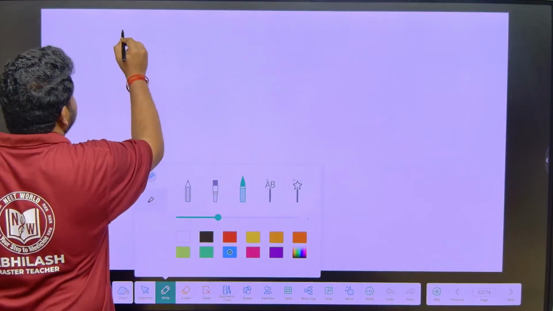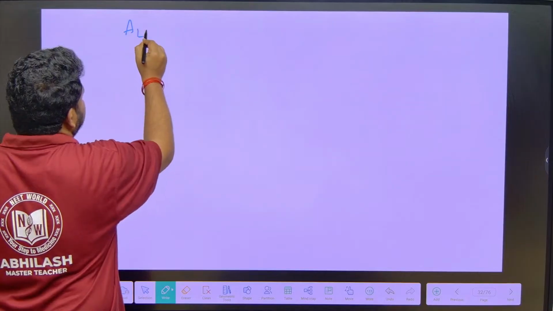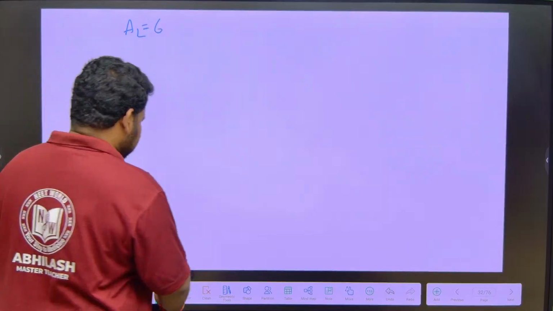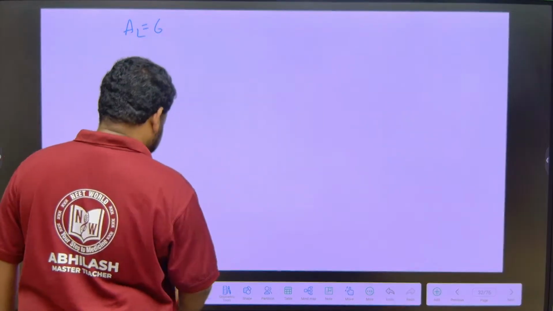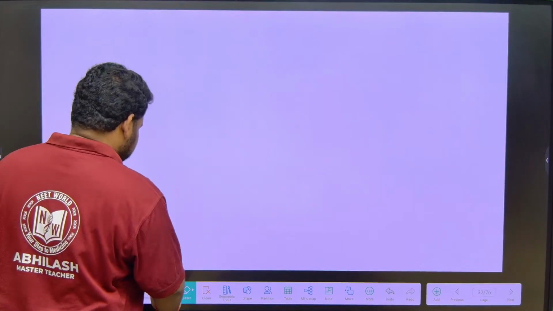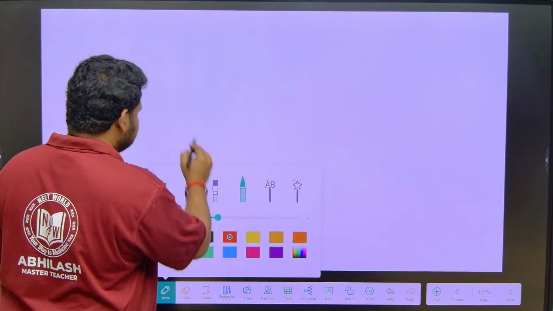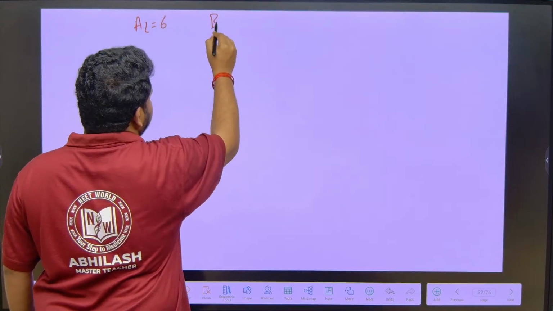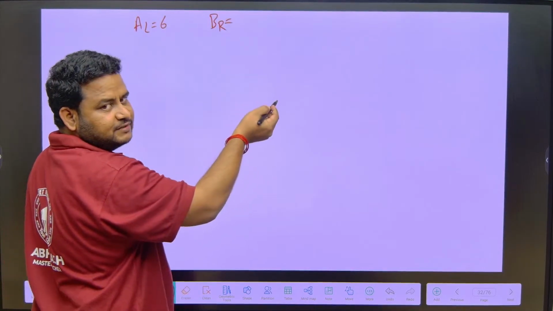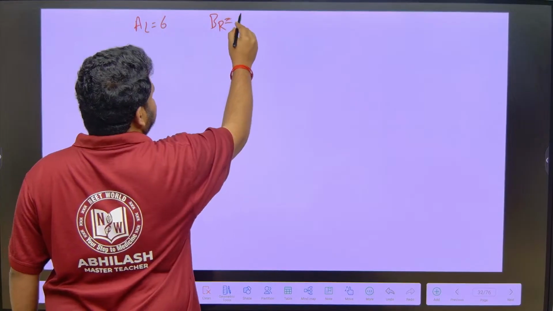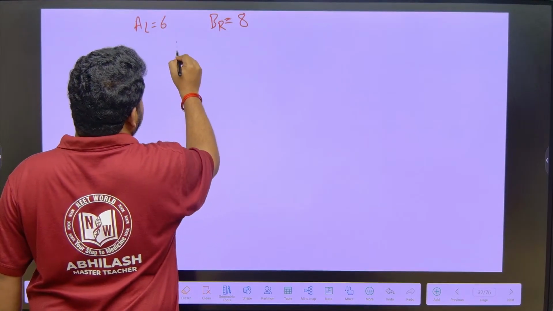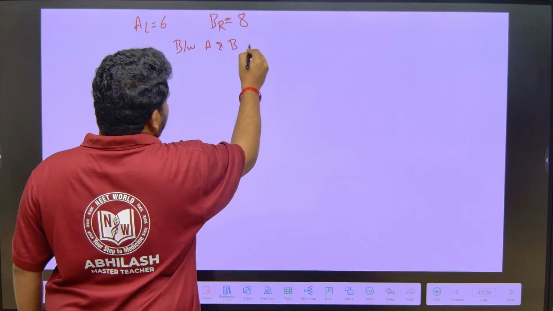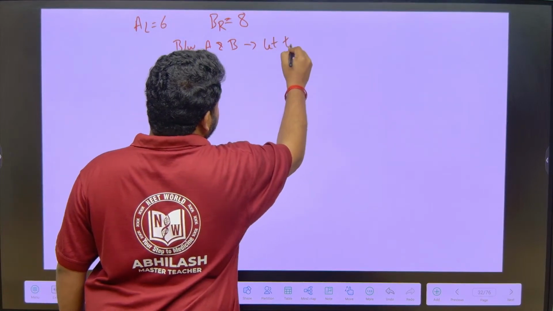Let the position of A from the left be 6, and the position of B from the right be 8. Between A and B, let there be 3 persons.